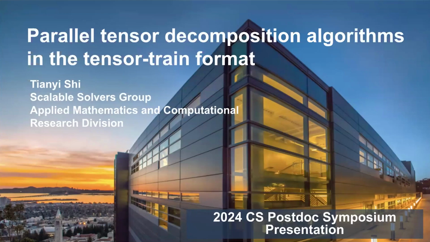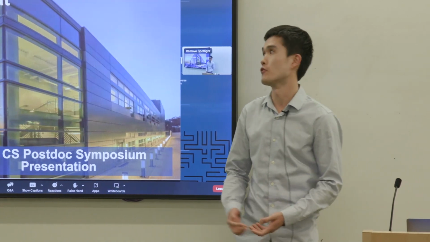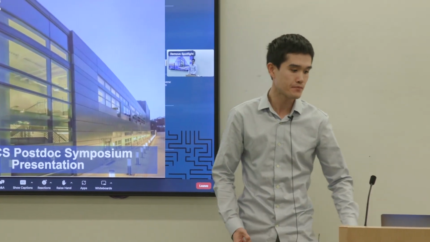So I'm going to talk about some parallel algorithms for Tensor-Train Format. And you can see from my title that there are going to be three things I need to explain before I actually get started. The first is what tensors are and why we care about them. Second is what Tensor-Train formats are and why we want to use them. And the third is what kind of parallel algorithm I'm going to use for this specific tensor format.